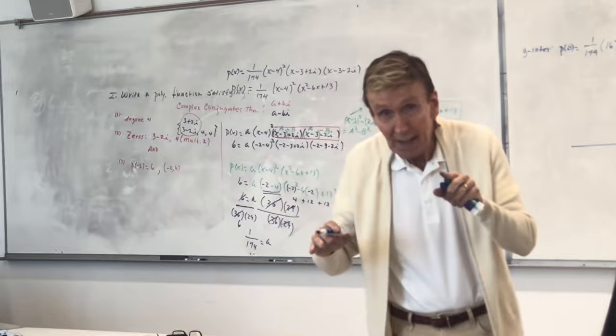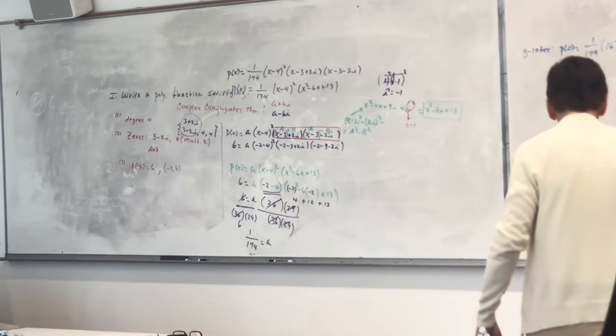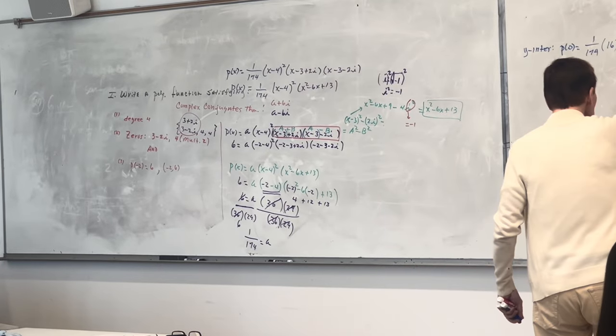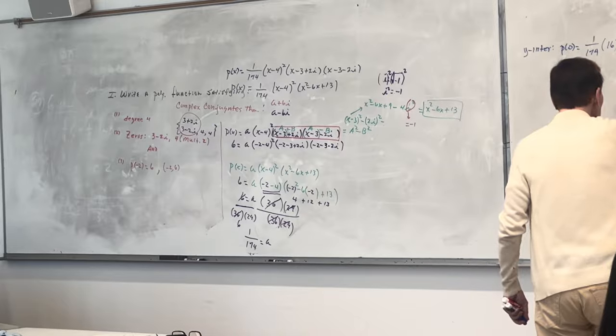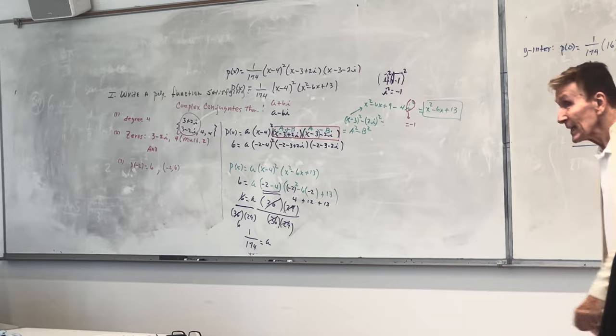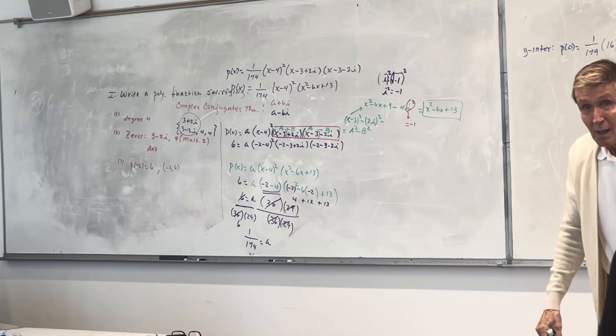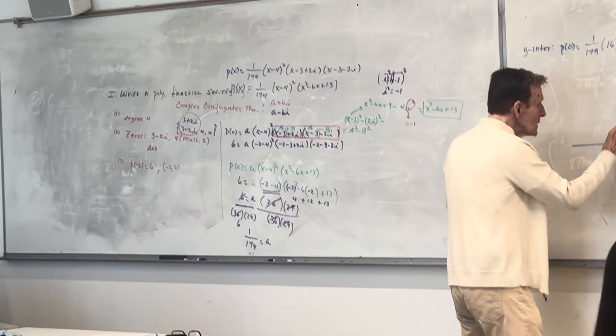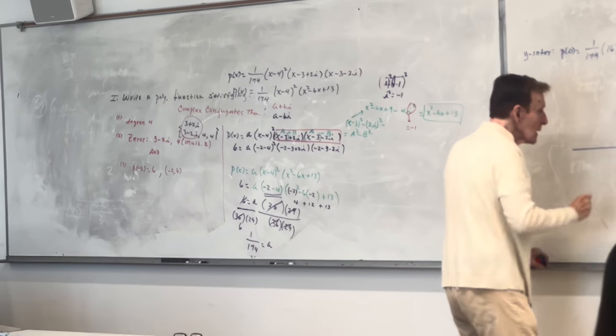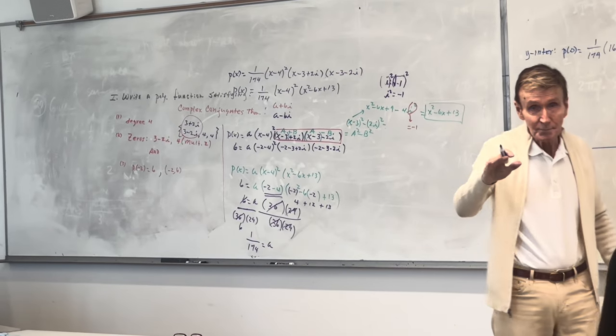1.195. 1.19? Yeah. So the y-intercept is going to be roughly 1.19. Is it negative or positive? Positive. It's up here somewhere. 1, 2, it's in here somewhere. That's what you tell me, right? Mm-hmm. Okay.